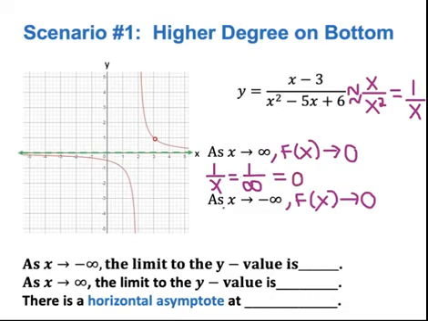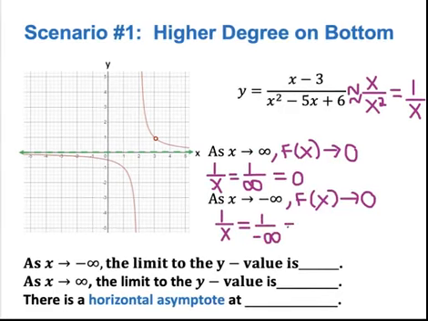Likewise, we can do that as x approaches negative infinity. So 1 over x is going to equal 1 over negative infinity, which is also 0. So as x approaches negative infinity, the limit to the y value is 0. And as x approaches positive infinity, the limit to the y value is also 0. There is a horizontal asymptote at y equals 0.